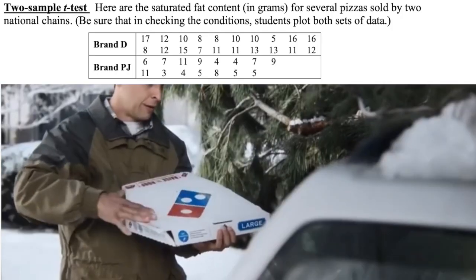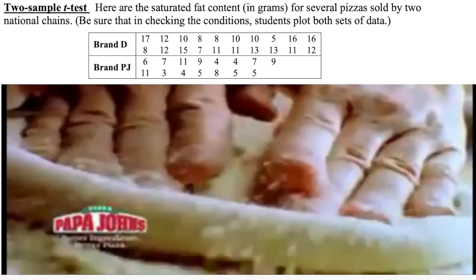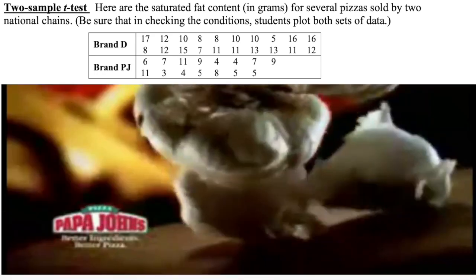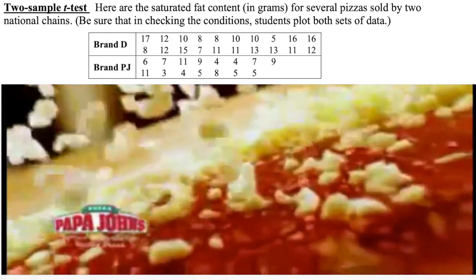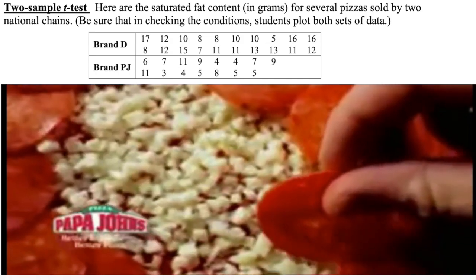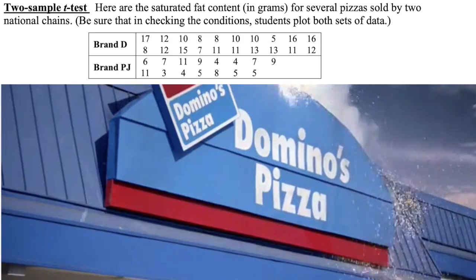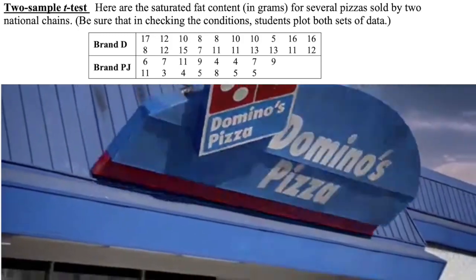So let's try one of these out. Let's say it's about time to eat and we want to compare two national pizza chains because we want to see which one has more saturated fat in their pizzas. So here are the saturated fat content in grams for several pizzas sold by two national chains. Let's call that brand D or Diamondos and brand PJ for Papa Juan's.